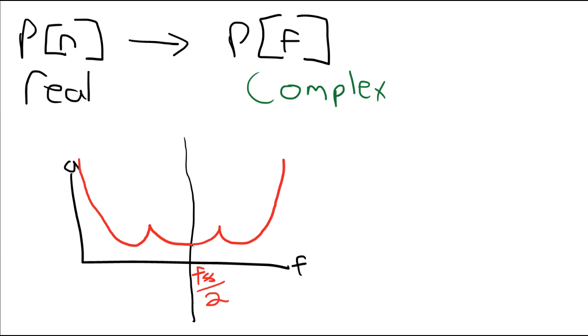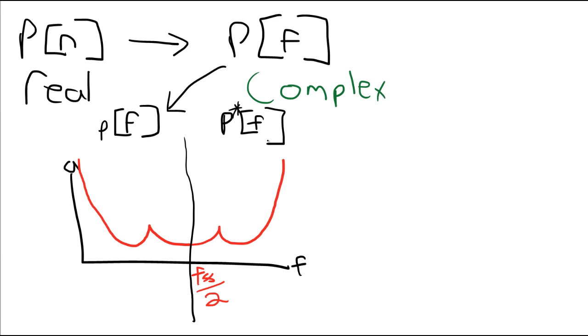Now, the reason it's a mirror image is because our P of F over here is the first half of my output. The other half over here, P of F, the reason the magnitude is a mirror image is because essentially we get the complex conjugate on the other side.